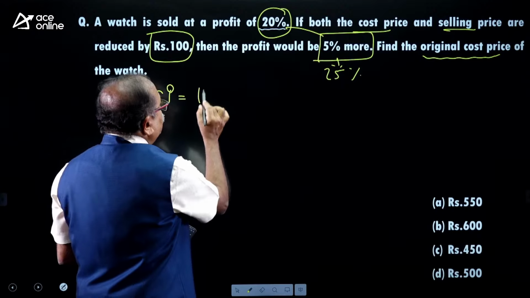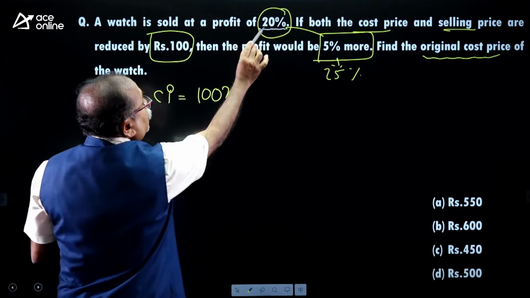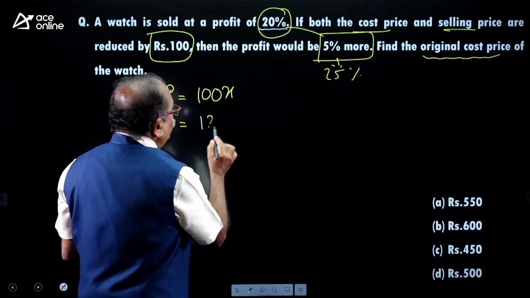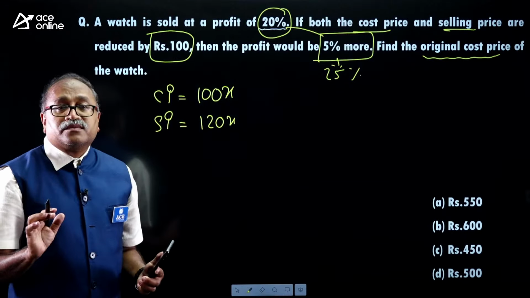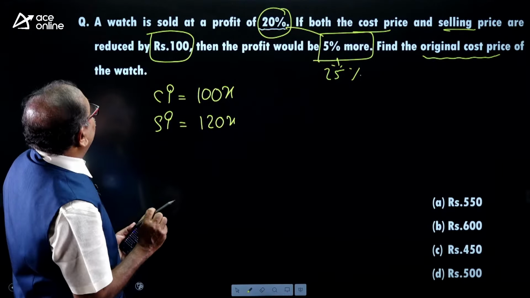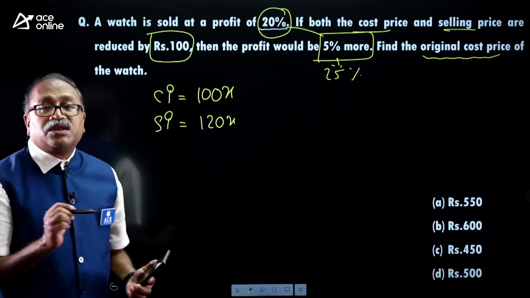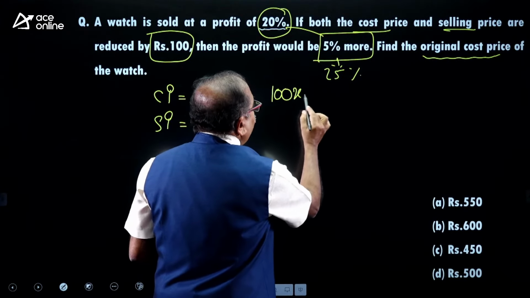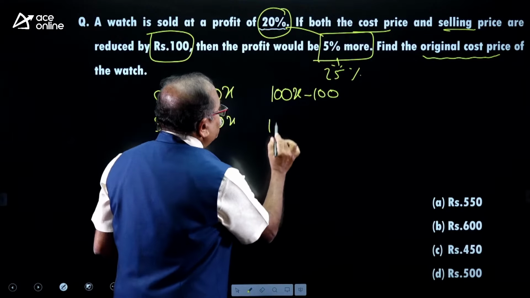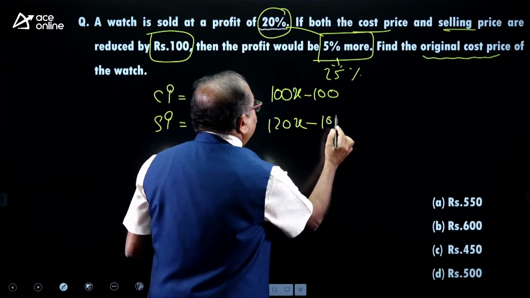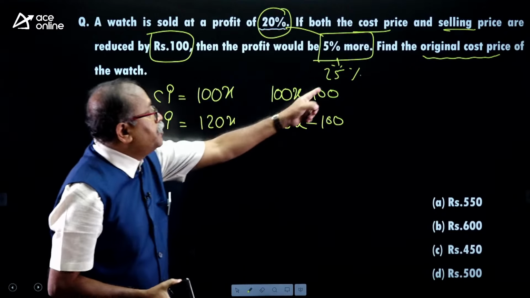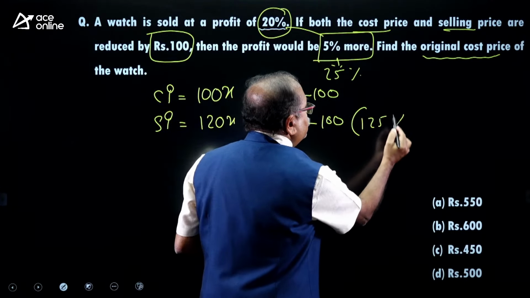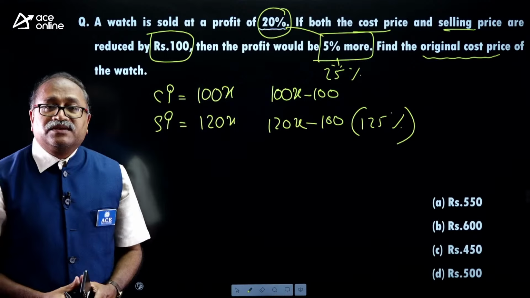If the cost price is equal to 100x, and there is a profit of 20% initially, then the selling price will be 120x. Okay. Now it is said that the cost price and selling price both are reduced by 100. So here it is 100x minus 100, and here it is 120x minus 100, then there is a profit of 25%. So that means this is 125% of this cost price.